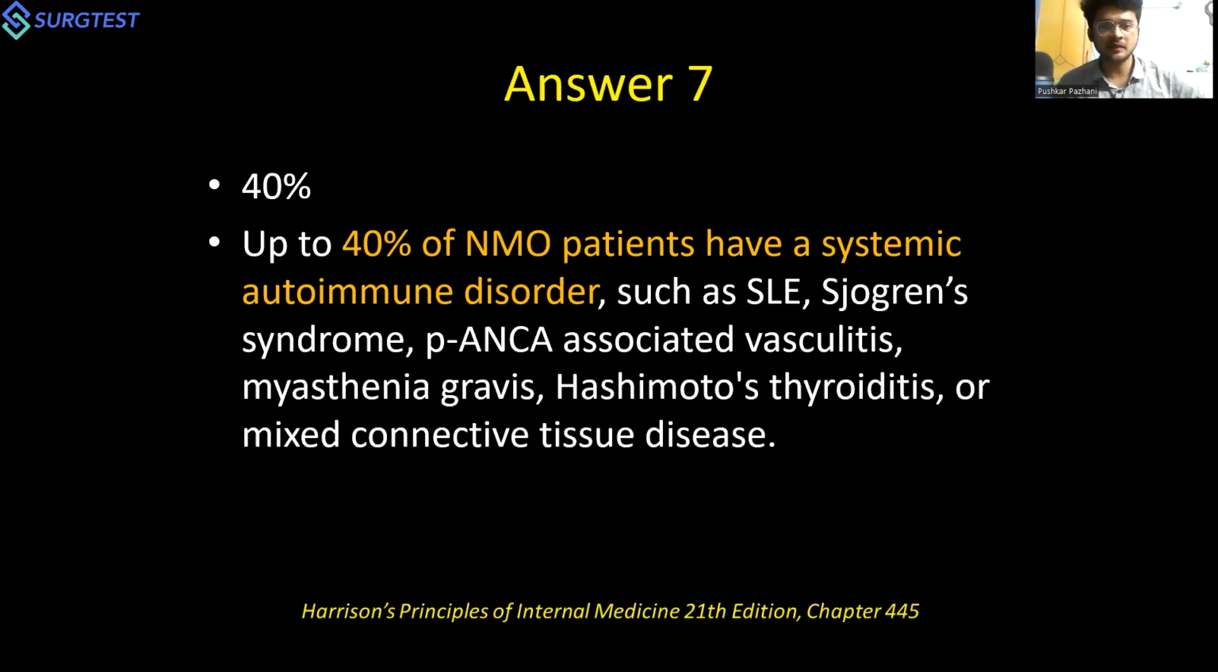So this is taken verbatim from Harrison. So 40% of patients will have some sort of systemic autoimmunity, and this could be in the form of SLE, Sjogren syndrome, ANCA vasculitis, or even myasthenia gravis, autoimmune thyroiditis, or even mixed connective tissue disorders. So don't forget this 40%, and don't forget the systemic autoimmunity association with NMO.